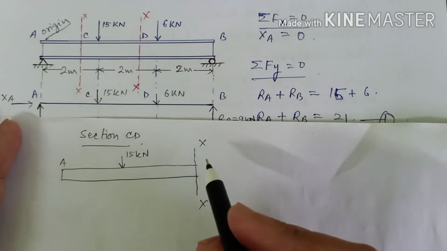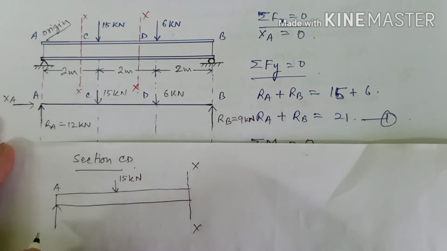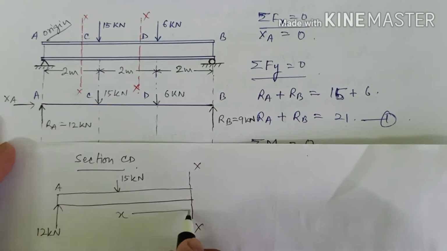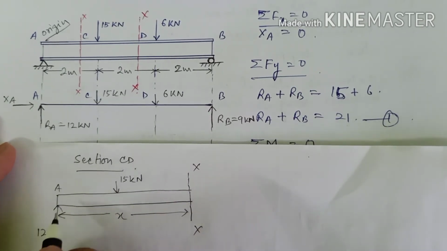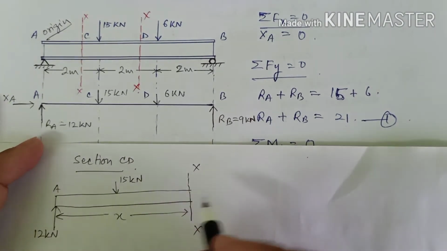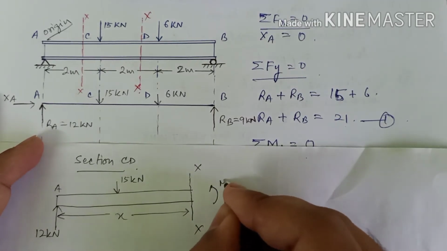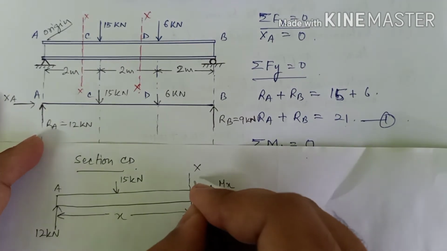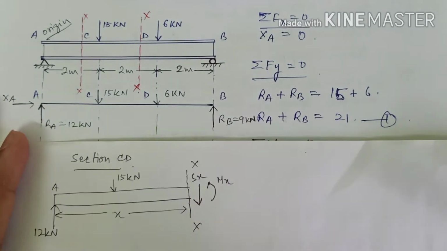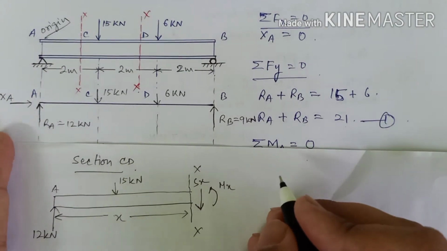And what else we have? We have the reaction RA, which is in the upward direction, which is 12 kilonewton. And let us assume that the section is at a distance X from the origin, right? Okay, same thing: when you are cutting this section from the left, bending moment anti-clockwise, shear force down. Okay, done. Let's try to apply the equilibrium equations.